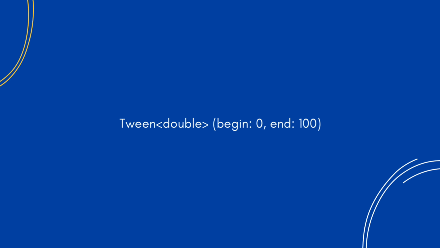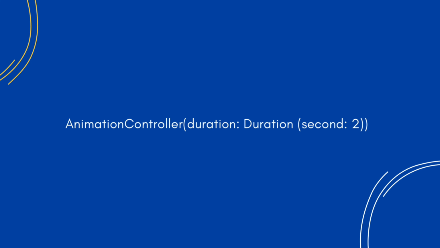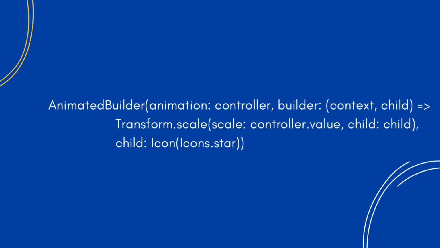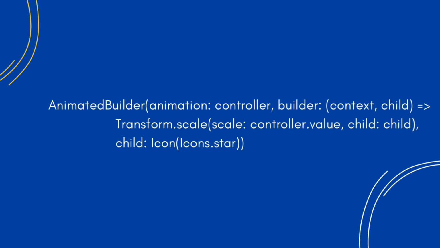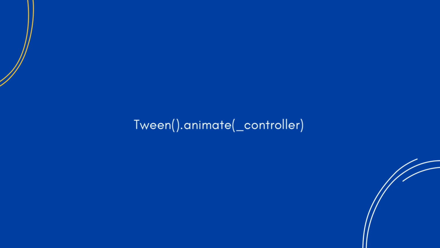Tweens make this easy. To create a tween animation, you need 4 key things. First is the tween object. Defines start and end values. Second is the AnimationController. Controls the duration and timing. Third is the AnimatedBuilder or animation widget. Repaints the UI smoothly. And fourth is the animate method. Connects the tween with the controller.